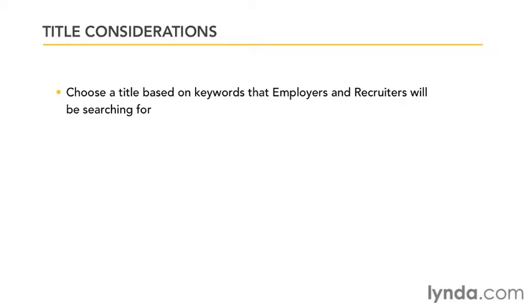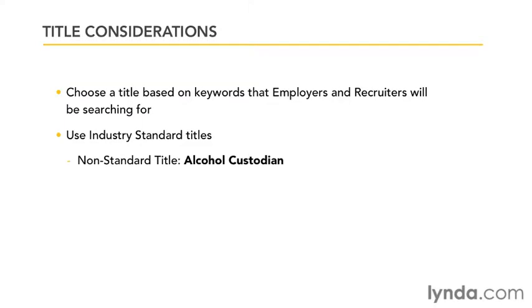For instance, say you have a job title currently that is not an industry standard title. Let's say you're a bartender, but the current title the restaurant has given you is alcohol custodian. If you're looking to switch jobs and you put alcohol custodian as your title, anyone looking for a bartender is never going to find you in their searches.